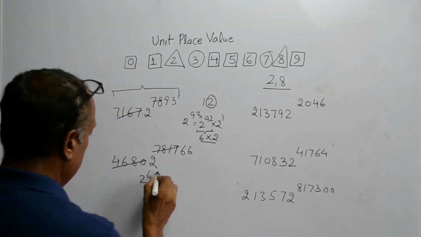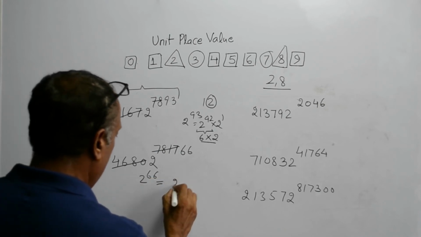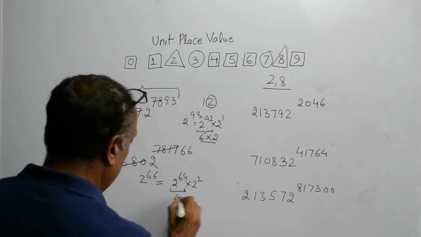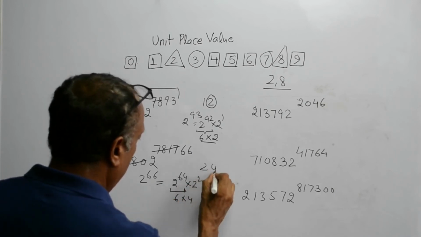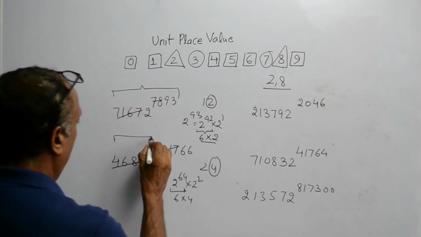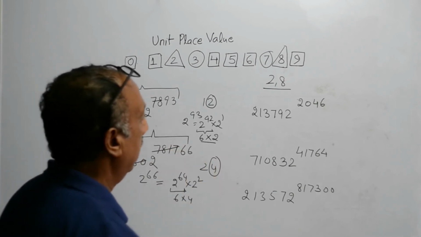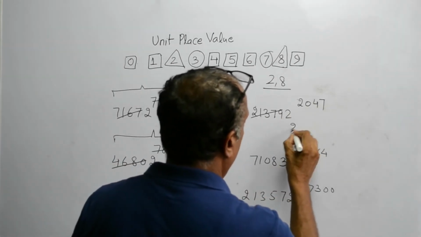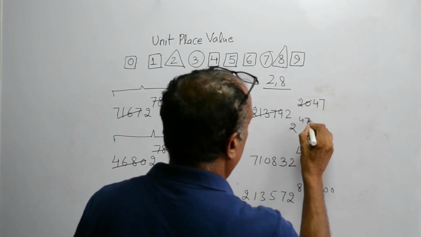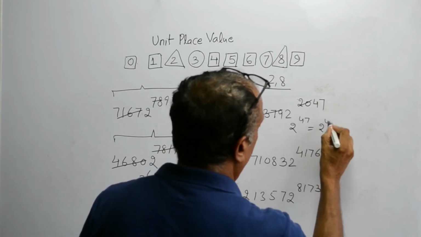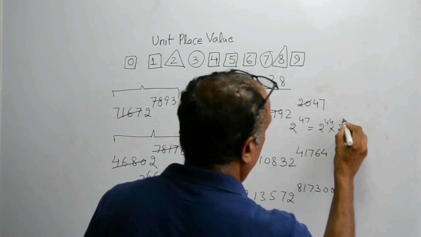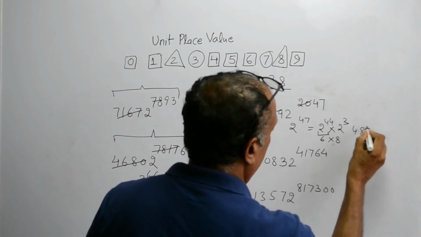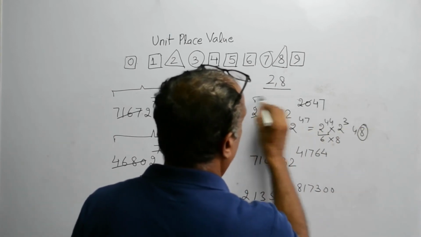2 raised to power 66 is equal to 2 raised to power 64 into 2 raised to power 2. So 6 multiplied by 4, 24. 4 is the last digit of this expression. Now here we are to find out the value of 2 raised to power 47, which is equal to 2 raised to power 44 multiplied by 2 raised to power 3. So 6 multiplied by 8, 48. 8 is the last digit of this expression.